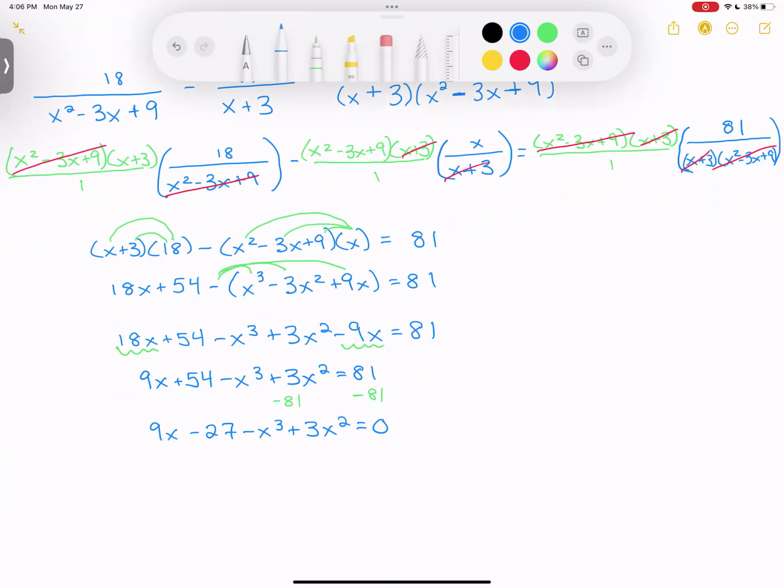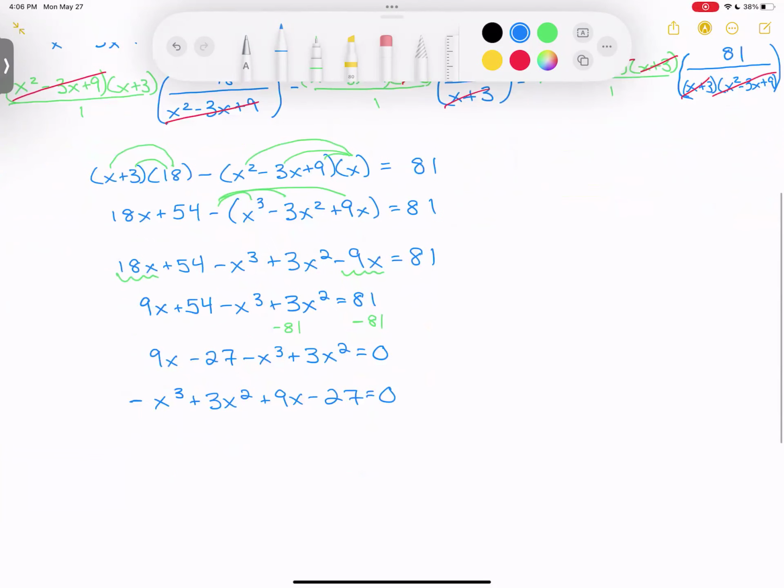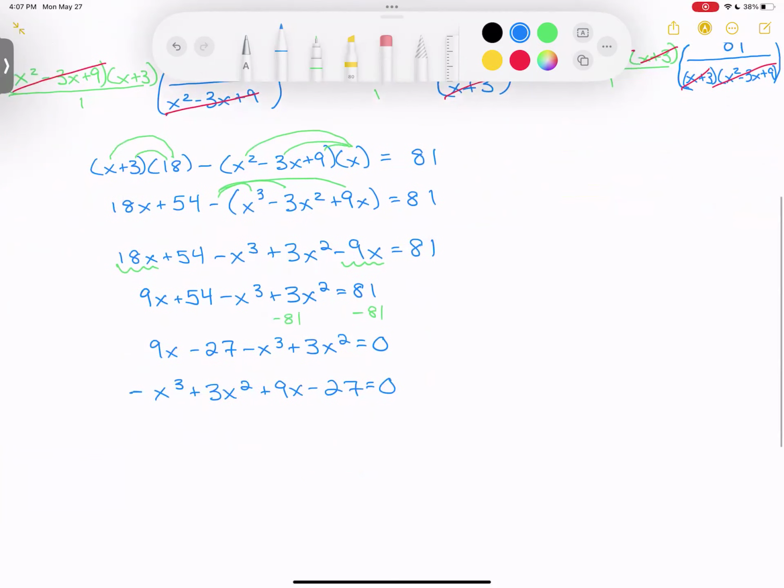I'm just going to write this in descending order, so highest exponent first. Okay, and I'm trying to solve for x here. So I would like to factor. First step would be to factor out any greatest common factor, but there's nothing in common to all four of these terms. We're dealing with four terms, so in order to factor this, we're thinking about factoring by grouping.